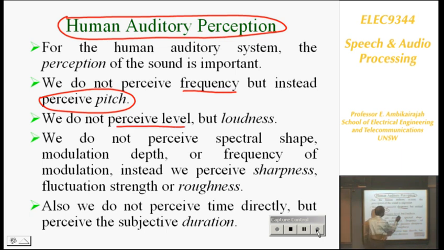We do not perceive level. We don't know what level is coming. We say how loud it is. So the human perception system perceives the loudness. It does not perceive spectral shape. We talk about the spectrum.